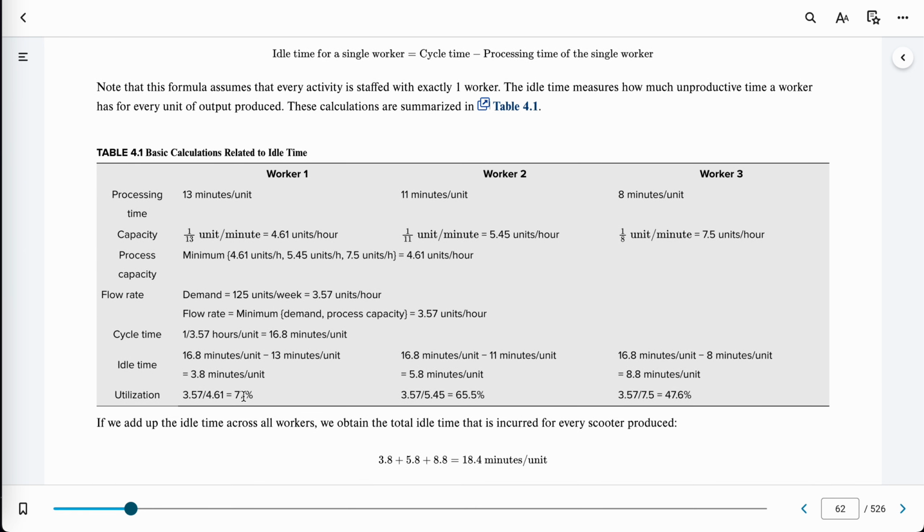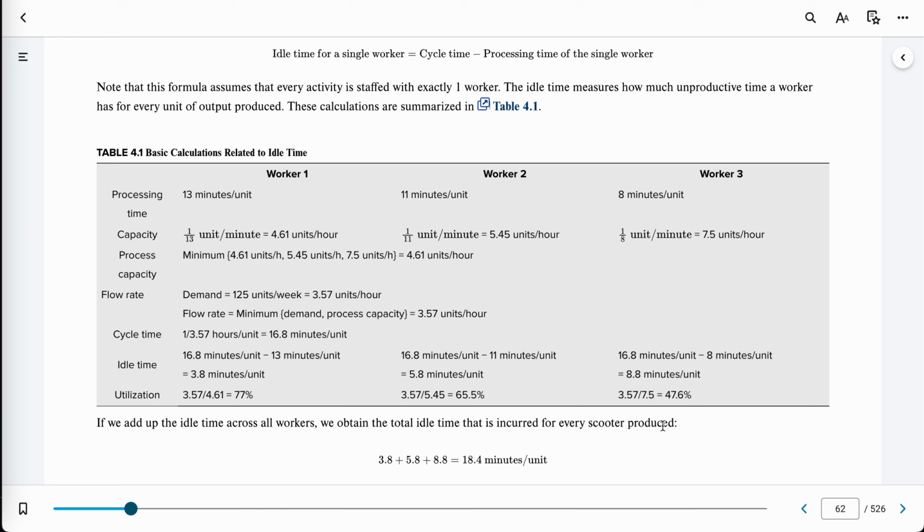If we look at the utilization of each of these workers individually, you'll notice that even though the average utilization was 63.5%, if we calculate them individually, for worker 1 the utilization is 77%, for worker 2 it is 65.5%, and for worker 3 it is 47.6%. Now, the 3.75 comes from the fact that demand is 125 units per week, which is 3.75 units per hour.